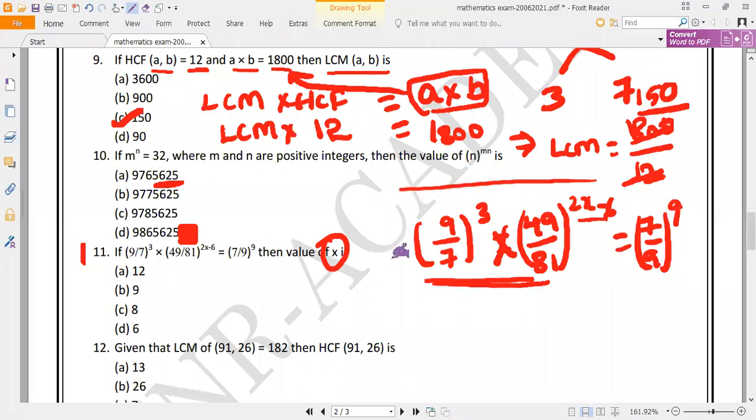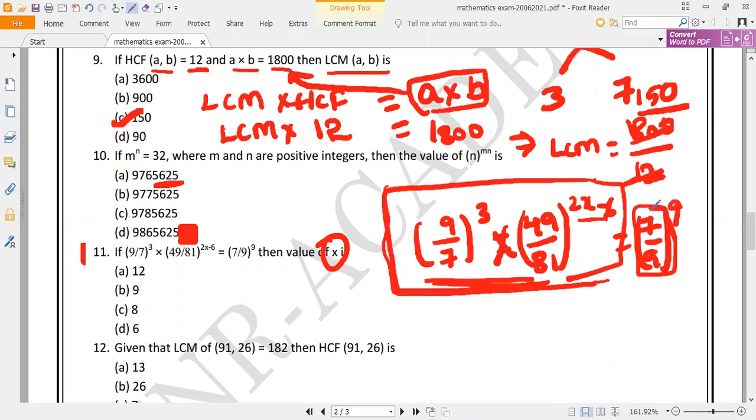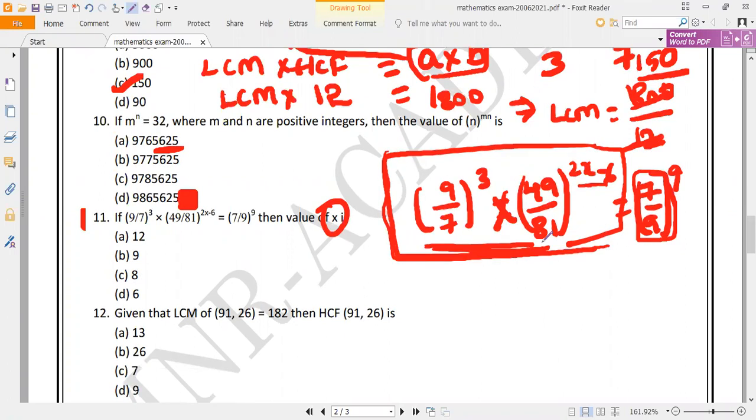So this expression we can write in the form of 7 by 9. Do you understand? How to write in the form of 7 by 9? See, the first expression is (9/7) power 3, correct? So change to the reciprocal, the reverse of the ratio. It is (7/9) power minus 3. Inverse means 3 becomes minus 3. Do you understand?